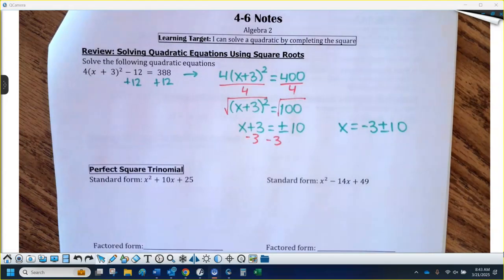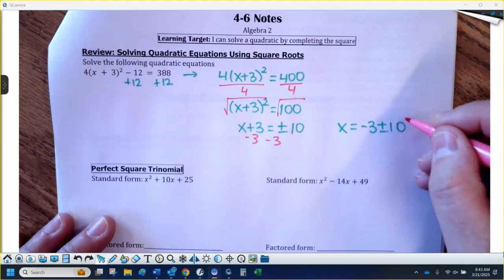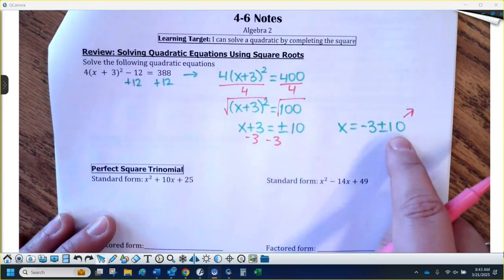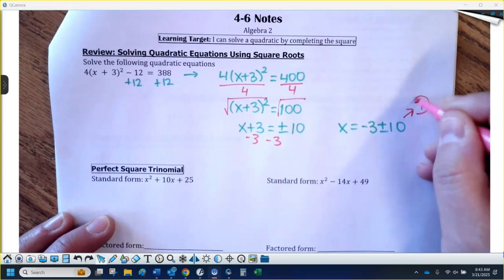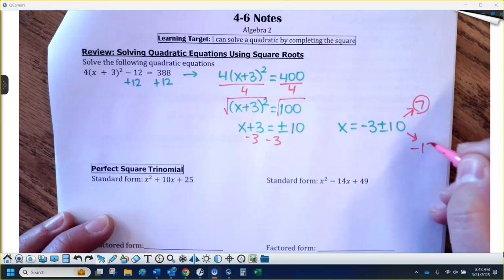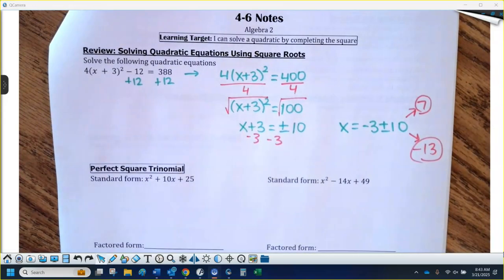It had an i, it had a radical, whatever. You can take negative 3 and add 10. And you can take negative 3 and subtract 10. So on this kind of a question, don't leave it like this because you can simplify this. Negative 3 plus 10 would be 7. And if I did negative 3 minus 10, that would be negative 13.